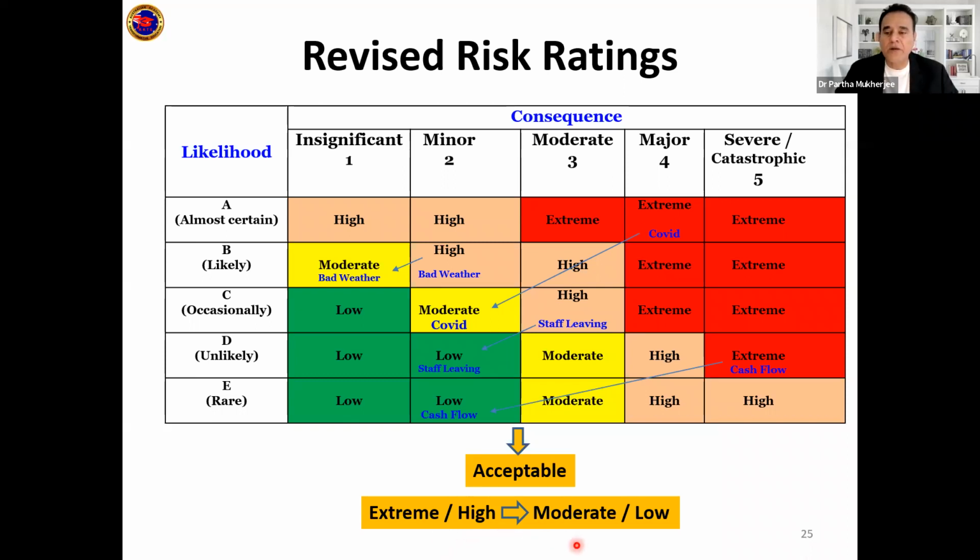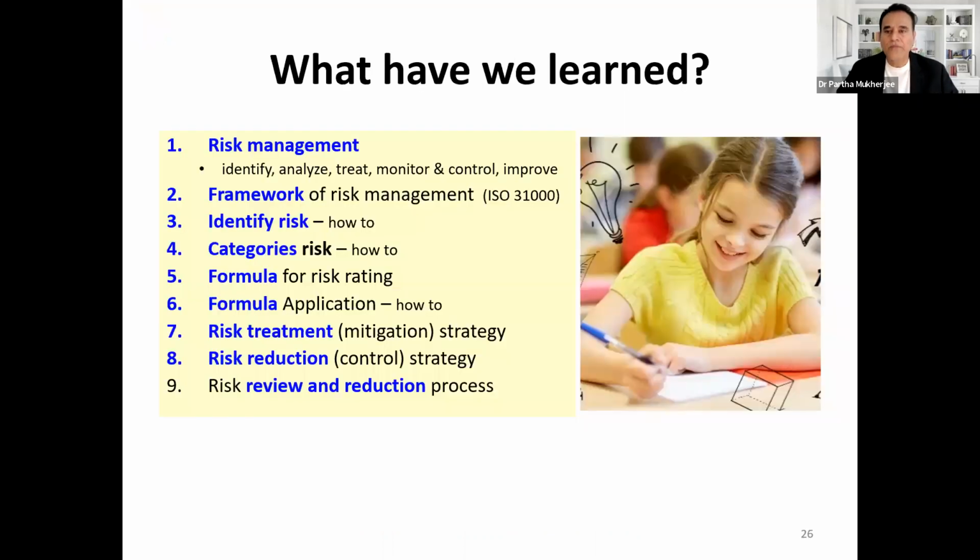So essentially what we have learned today is I will accept when extreme and high initial risk ratings have come down to moderate or low. So when it has come to moderate or low and I think I can accept, then my risk management plan is complete. So that completes today's course, and I'll recap what we have learned.